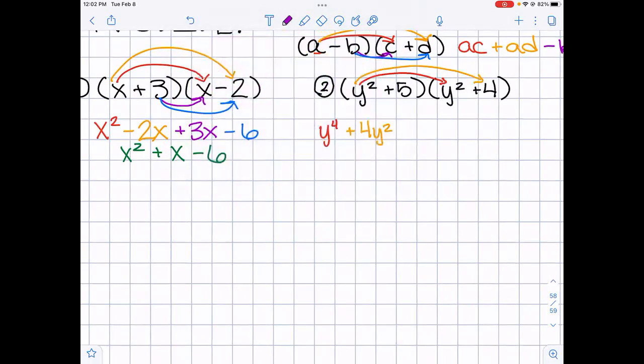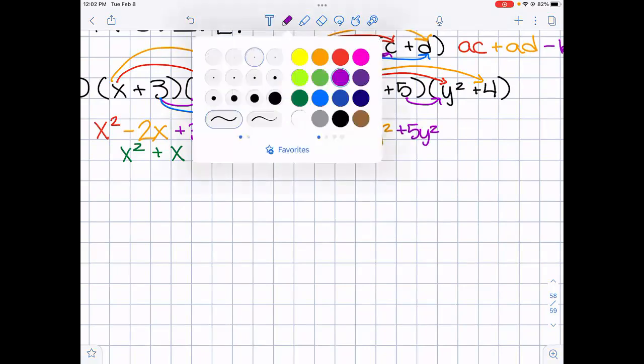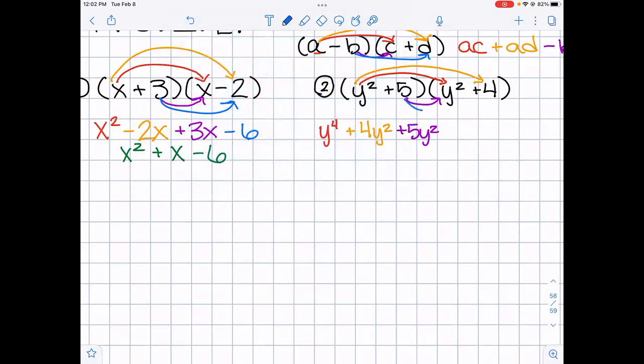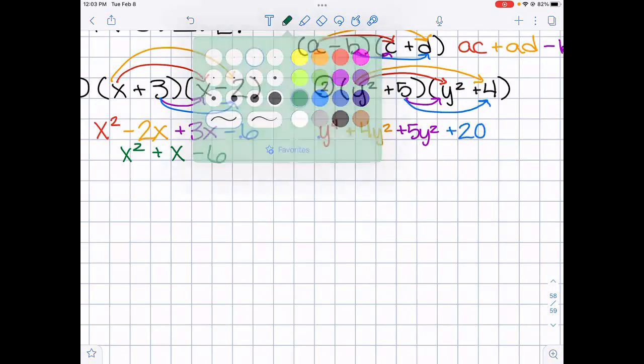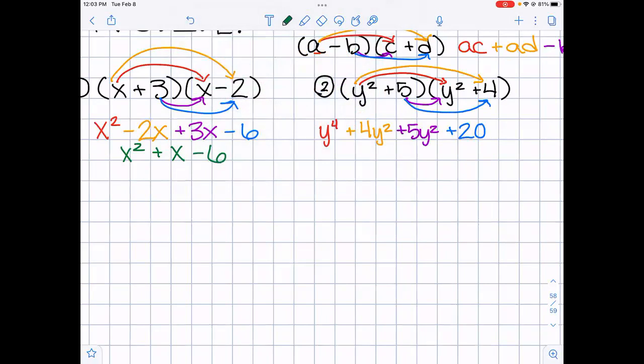Then we got inside, 5 times. Okay. And then last, 5 times 4, which is 20. Okay, and we combine like terms. 4y squared plus 5y squared, 9y squared. And we're done.